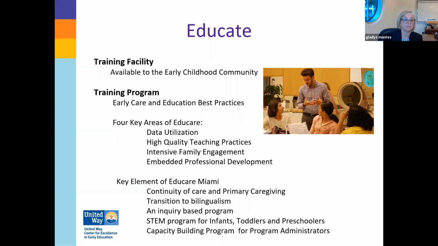We have a STEM program that focuses on infants and toddlers and preschools, and how they see science and mathematical thinking in the world. And the next one is a capacity building program for directors in our community. We have many centers, 1,500 licensed centers in Miami-Dade County, and there needed to be a place where we could come together and talk about the needs of those individuals who were directing early childhood programs in our community.